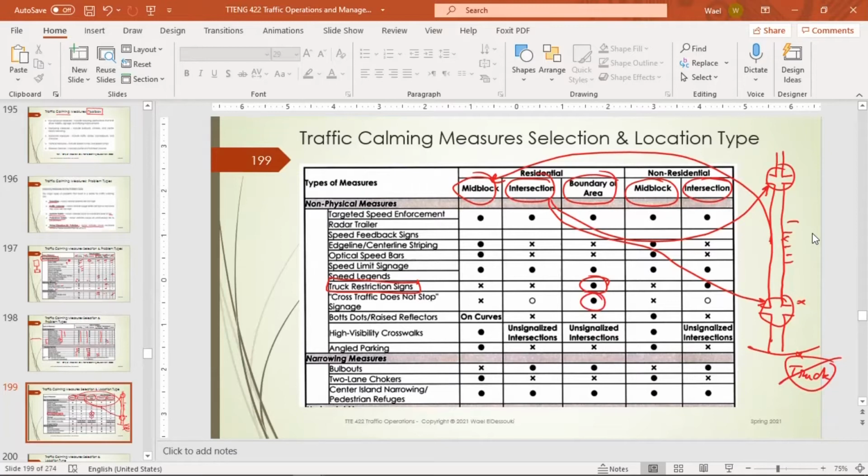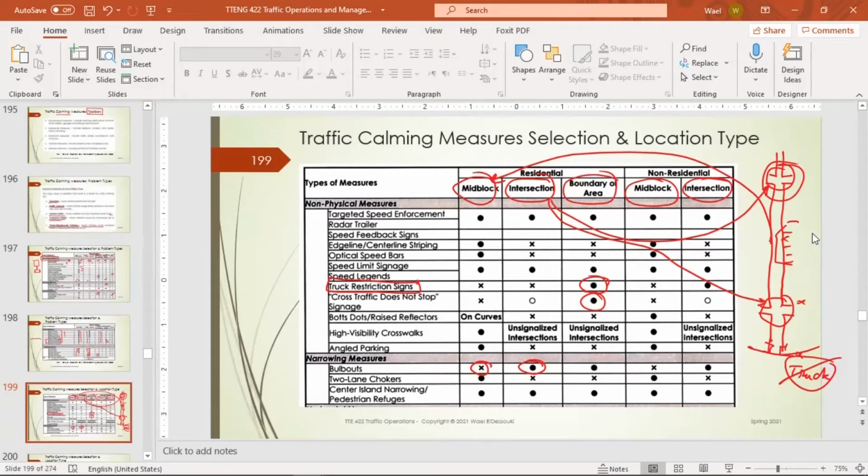Here, for example, the bulb outs. Okay, the bulb out is not recommended in mid-block, but it's usually at the intersection. So here at the intersection, we make a bulb out, and I will show you a real case on the side, and also at the boundary area. You can have it on the boundary area here, no problem. For two-lane trackers, usually in mid-block.